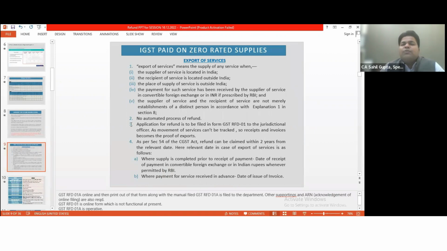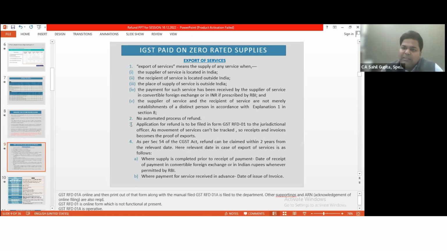Now coming to export of services. Earlier I discussed export of goods: if the goods have crossed the Indian borders, then that means export of goods has been done. But in the case of export of services, there are 5 conditions. First of all, the supplier of services should be in India. Secondly, the recipient of service should be outside India. The supplier who is supplying the services should be in India, and the receiver should be outside India.